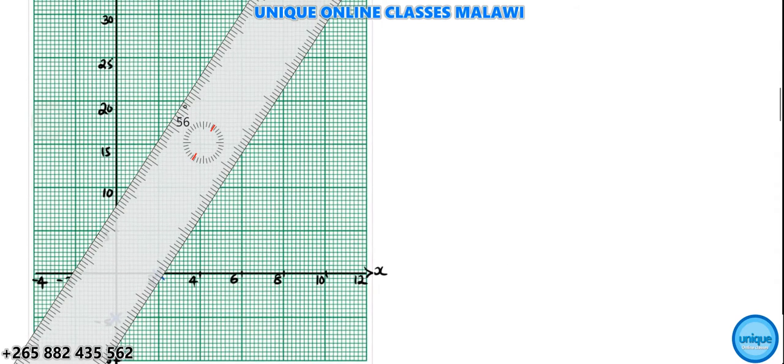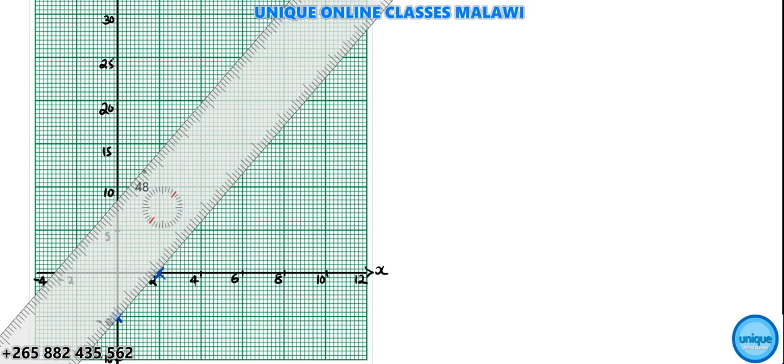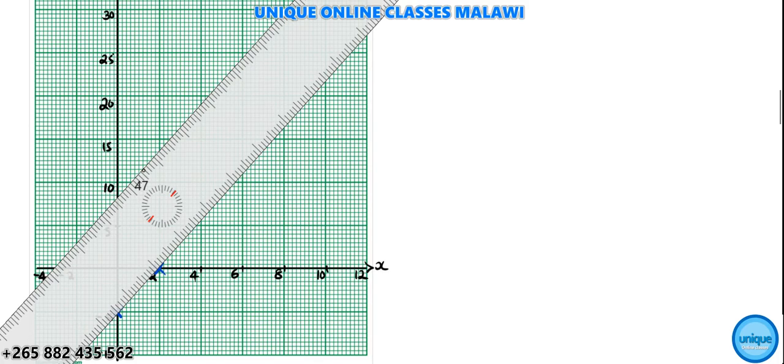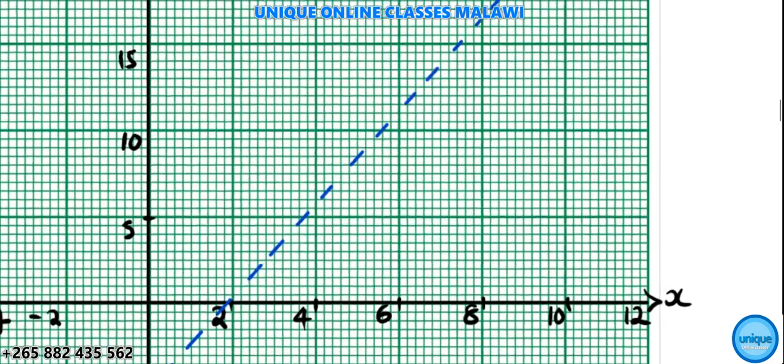Yeah, something like this. So a straight line will go through, joining the points. Because it's a dotted line, let me remove this. So dotted line when we join, not a solid line. So it will be something like this. As you can see here.